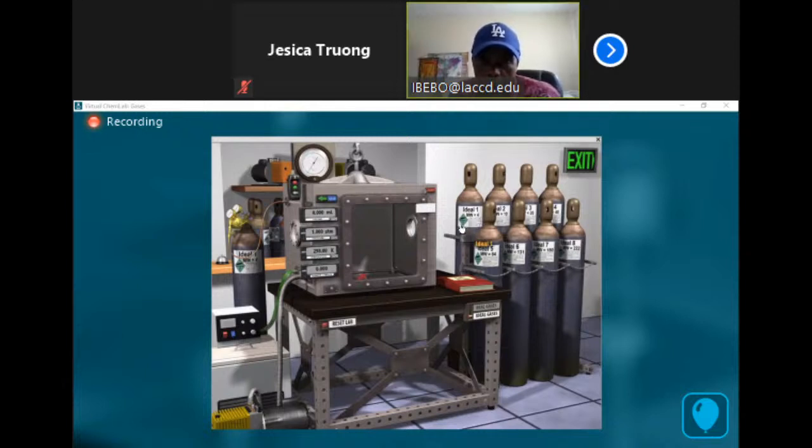Which one are you talking about? The lab that is being worked on. It's Lab 5. The lab we're working on, 5-5, is Dalton's law of partial pressures. There we go. I got it. Thank you. All right.